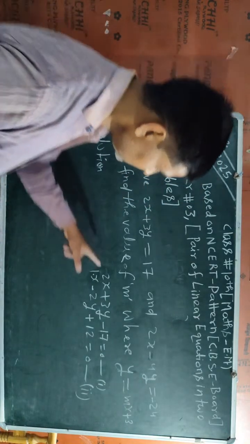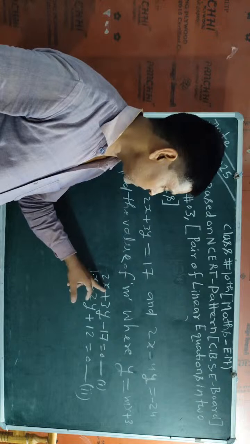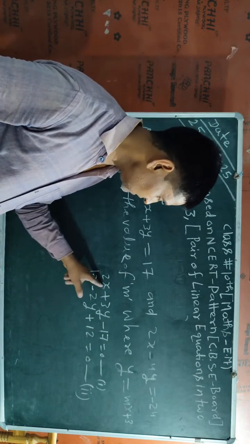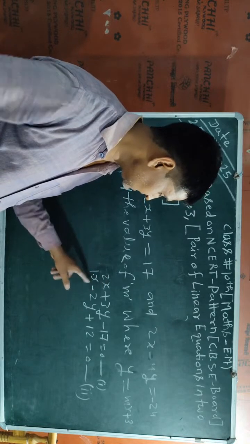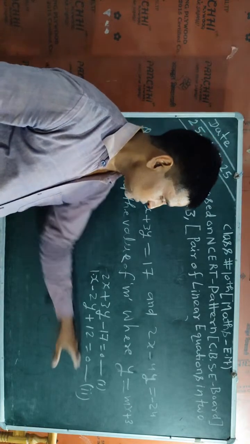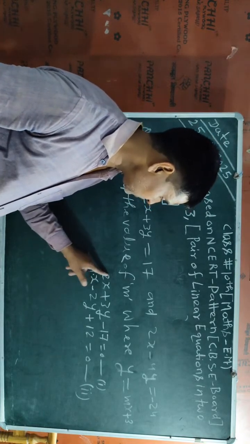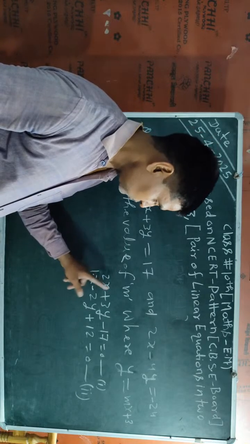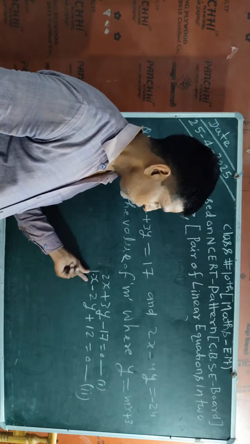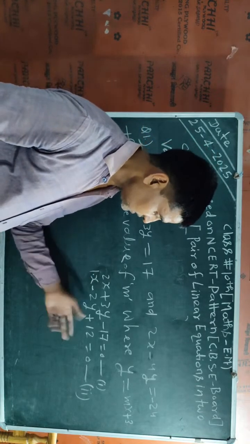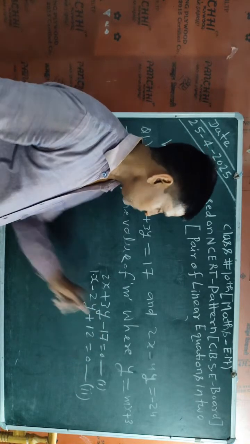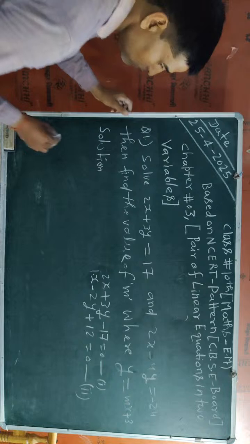Now I am going to make the coefficient of x equal in both equations. Here the coefficient of x is 2, but in this equation the coefficient of x is 1. So in equation 2, I will multiply by the coefficient of x in the first equation, that is 2. I will multiply 2 with each term on the left hand side and also on the right hand side. After multiplying I will get this value.